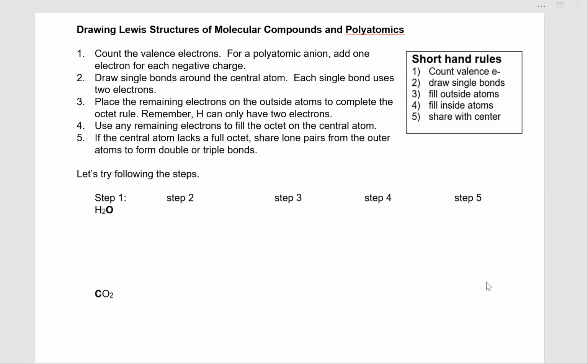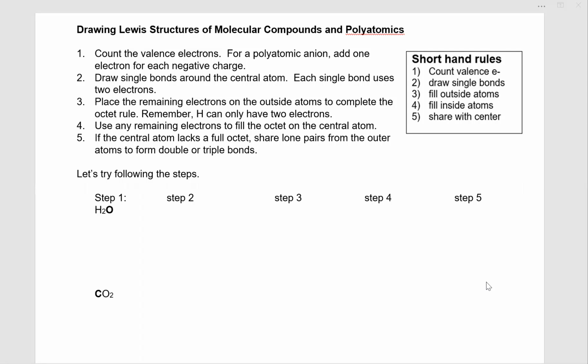Now we're going to work on drawing Lewis structures of molecular compounds or polyatomics. So the first thing that we're going to do is we need to count the number of valence electrons. For a polyatomic ion, we're going to add 1 electron for each negative charge. But don't worry about that. We'll come back to that later.